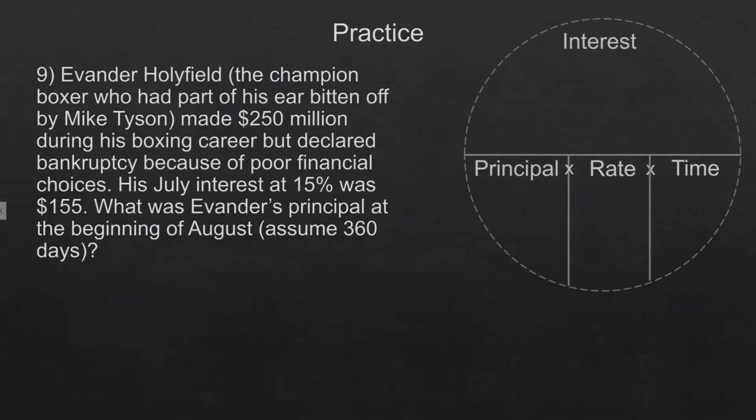Number 9. Here's our last problem for this lesson. Evander Holyfield, the champion boxer who had part of his ear bitten off by Mike Tyson, made $250 million during his boxing career, but declared bankruptcy because of poor financial choices.